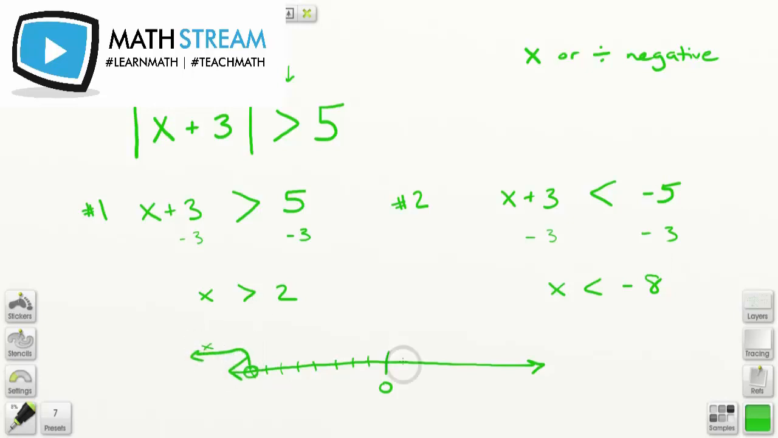And then up here I have 1, 2. So I've graphed this one. 1, 2. I want to do an open circle, x greater than 2. So it's 2 and above. And that is how we graph.